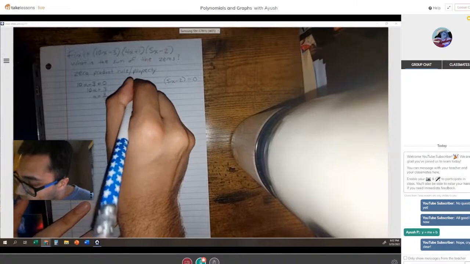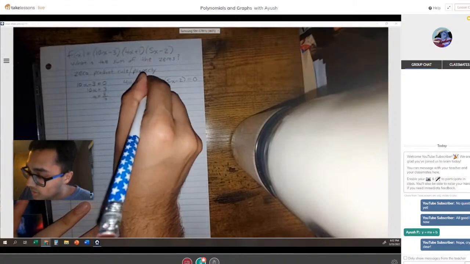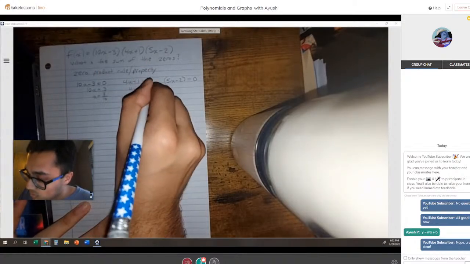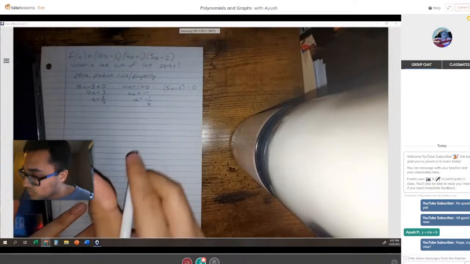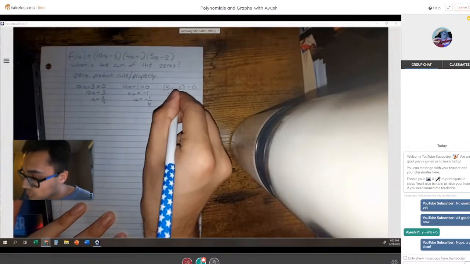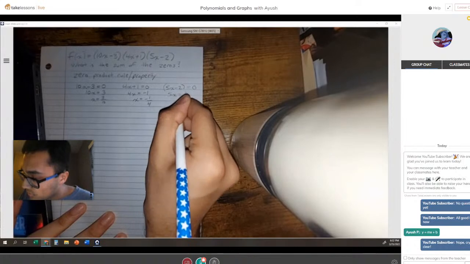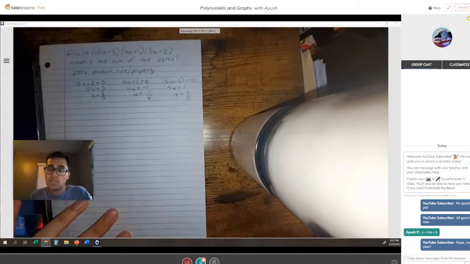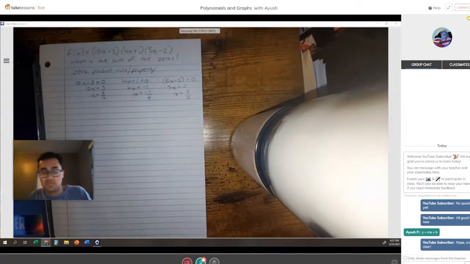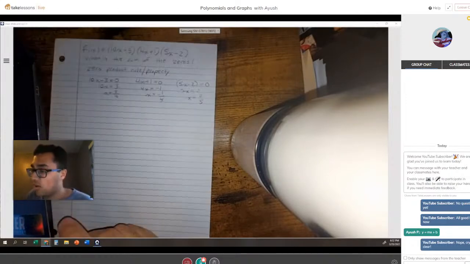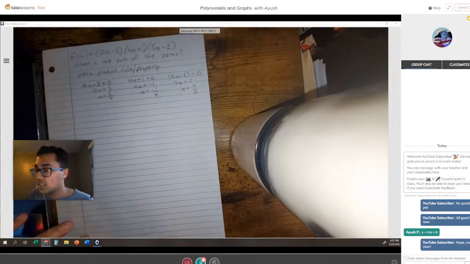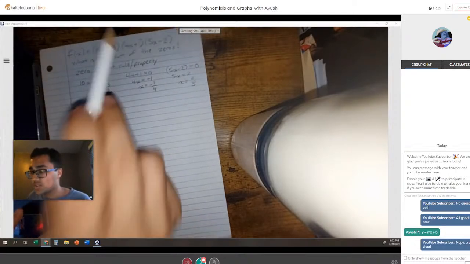4x equals minus 1, so x equals minus 1 over 4. And 5x equals 2, so x equals 2/5. And now it just comes down to some fraction math, which is always an important skill for you to do. What is the sum of the zeros, right?